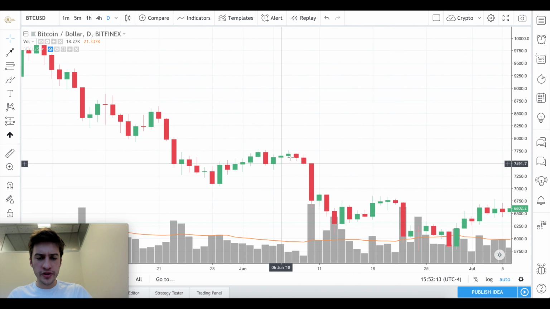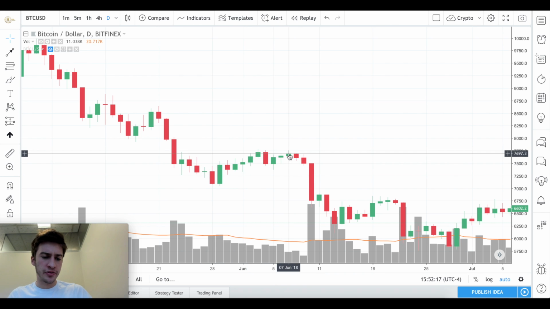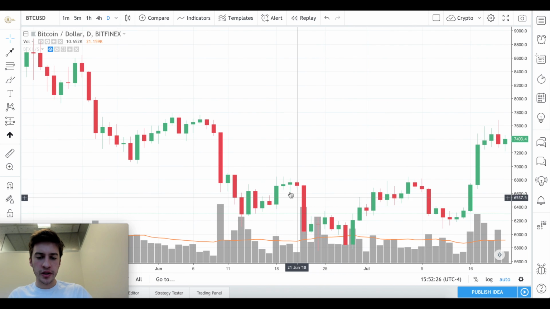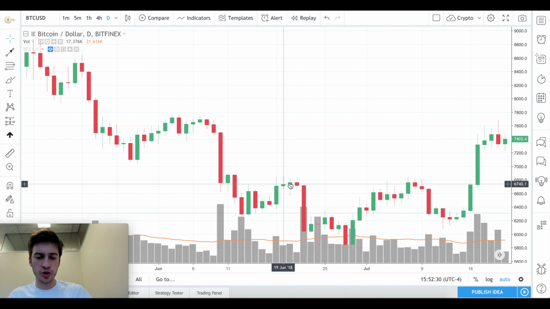June 7th was here, 7 June 2018. Price went up. But at this point, not many traders were interested in the trend, and then price reversed and went down. June 20th is here. Very similar situation to June 7th. Price tried to go up.